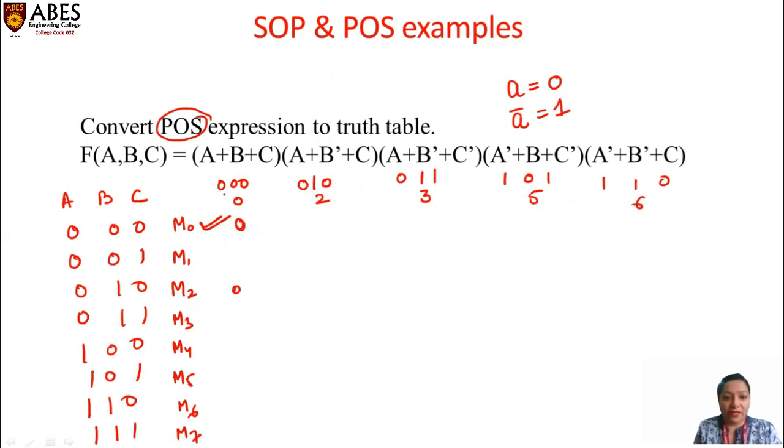So the output of this function F will be this. 3, it will be 0, 4. So next term is 5 and next term is 6. So these are your max terms and the rest of them will be the min terms. So this is how we can form the truth table for the given product of sum expression or the sum of product expression.